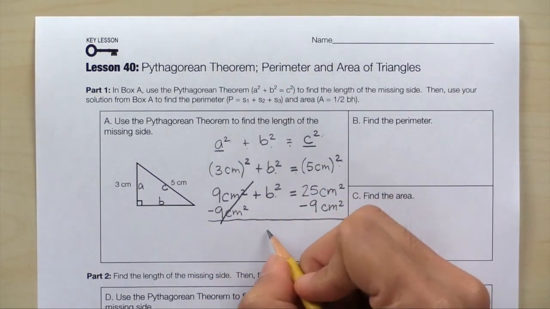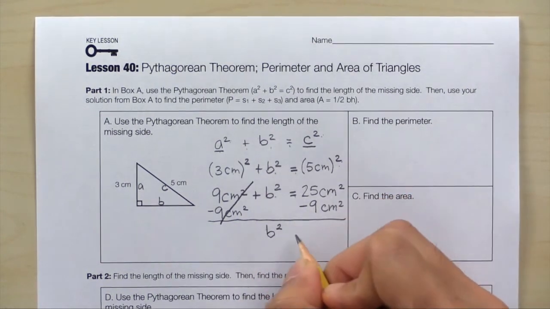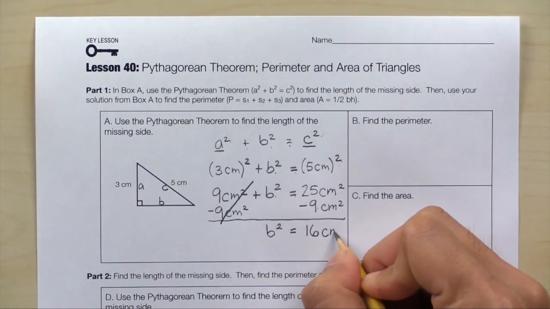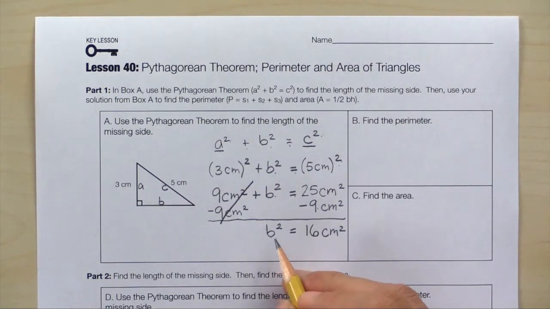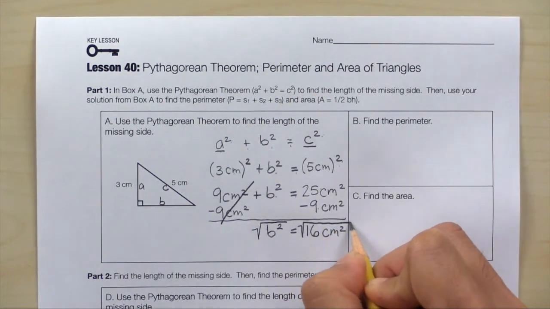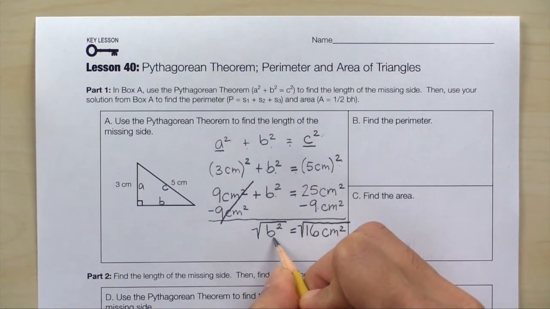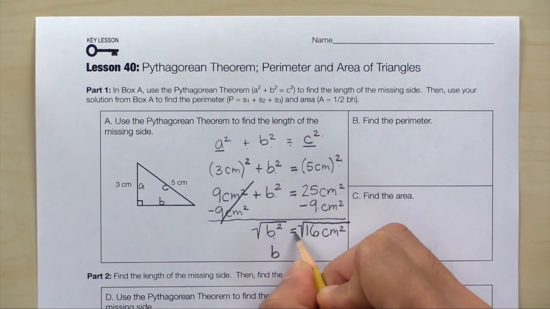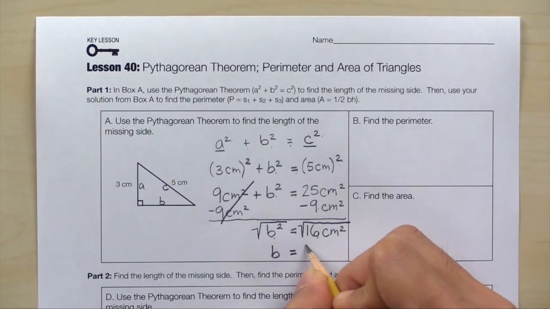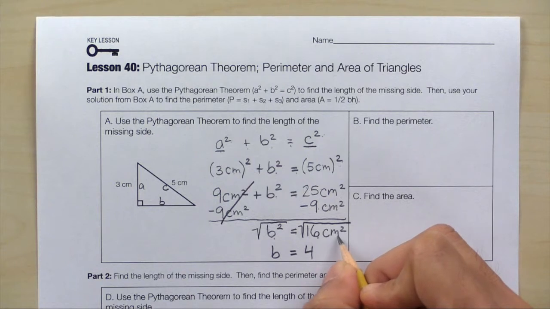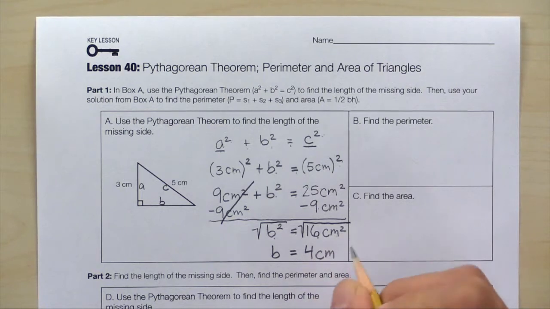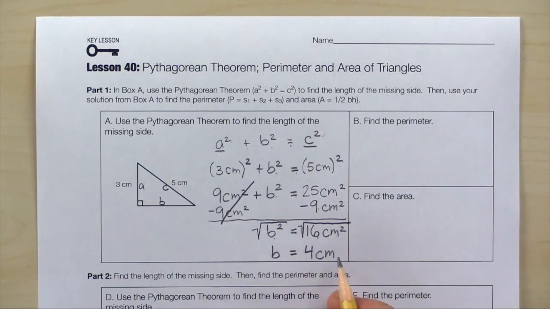Here we have b squared equals 16 centimeters squared. Let's take the square root of both sides of the equation. The square root of b squared is b. Here's the equal sign. The square root of 16 is 4. And the square root of centimeters squared is centimeters. So our final answer is b equals 4 centimeters.